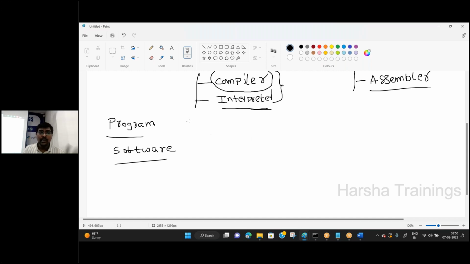Remember, generally every organization divides software into only 2 types. Even though you have many types, all come under these 2 types. You need to remember them. What are the 2 types? One is system software. The second one is application software. Remember the 2 terms: system software and application software.